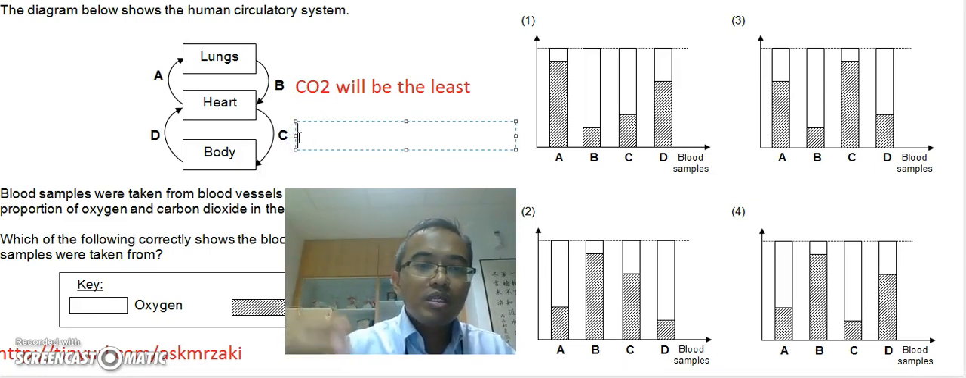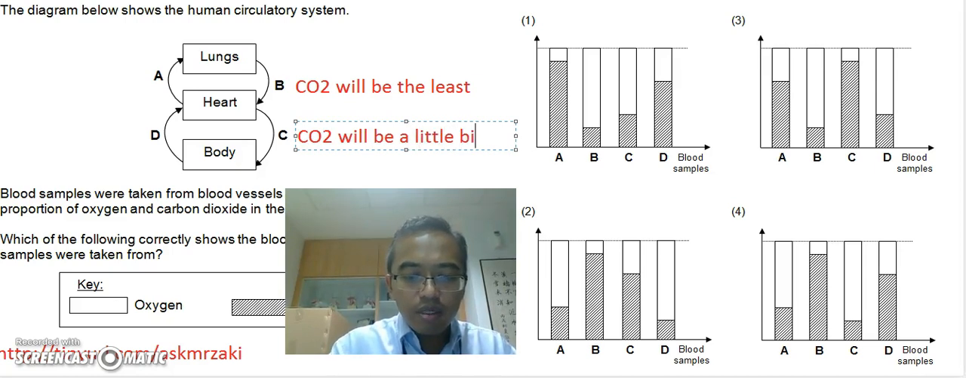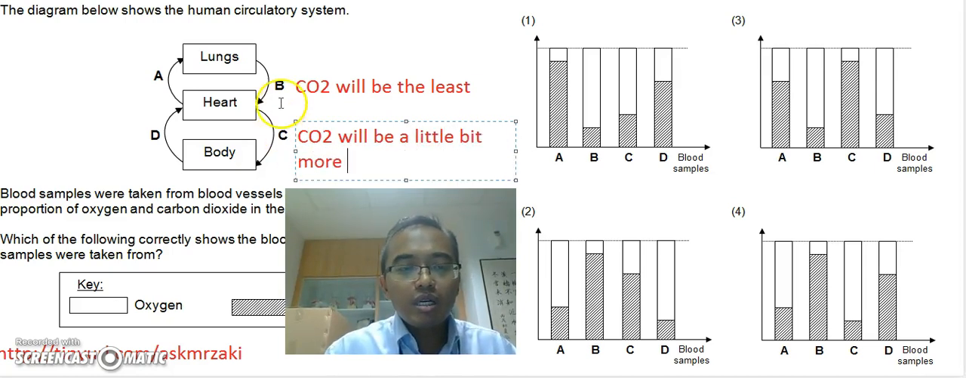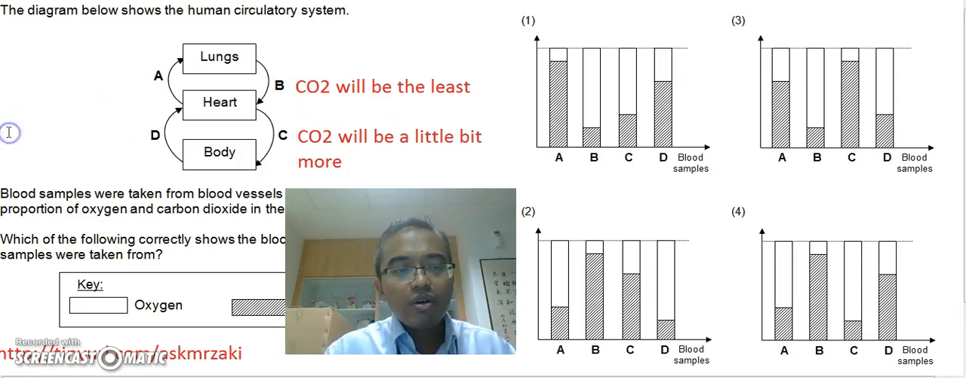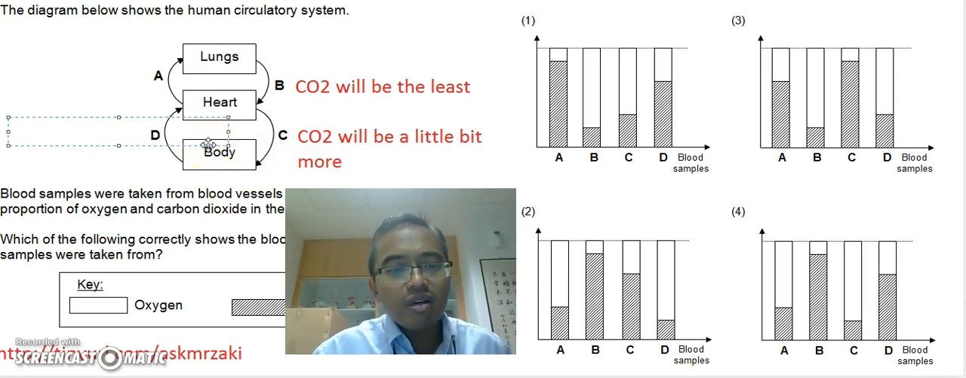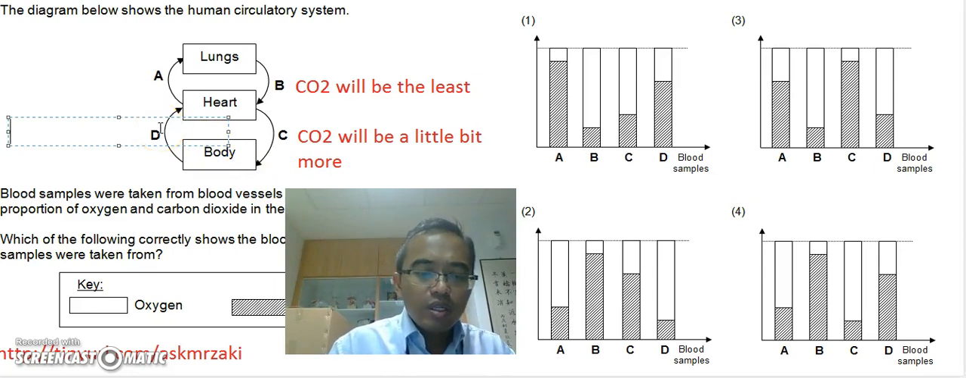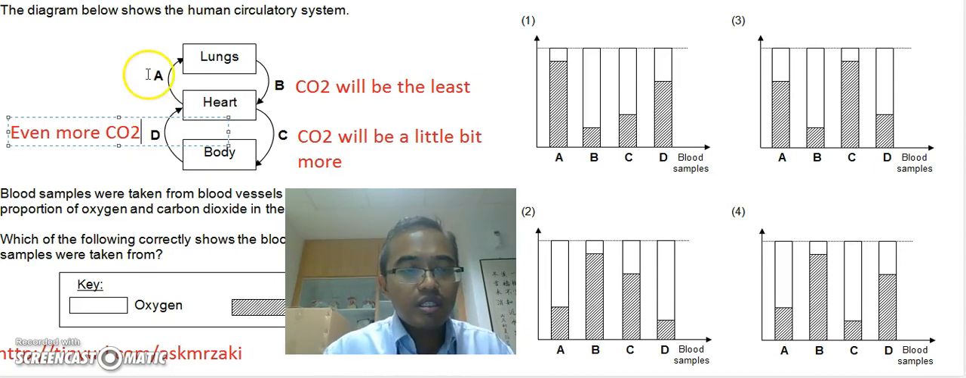Now, so if CO2 is the least, the heart will give out some CO2. So in C, the carbon dioxide will be a little bit more, right? A little bit more compared to the blood in B. Alright, and of course in D, as it goes to the body, all the cells in the body will also be releasing a lot of carbon dioxide. So in D, you will have even more, right? Even more carbon dioxide in D, because the cells in the body will be releasing it.